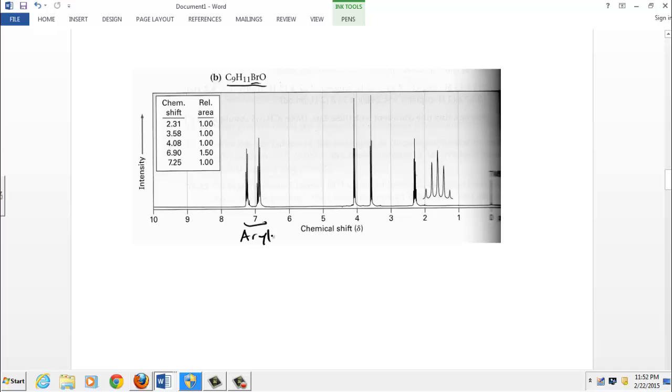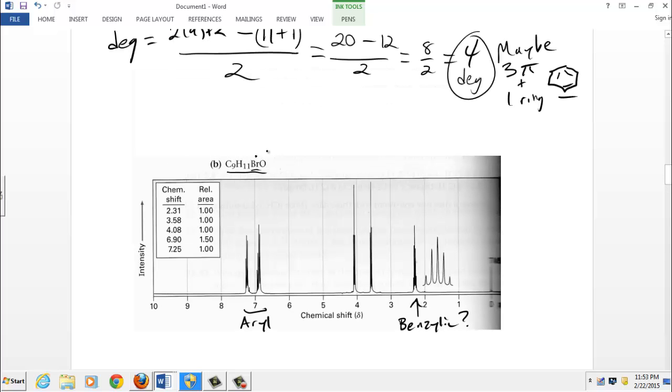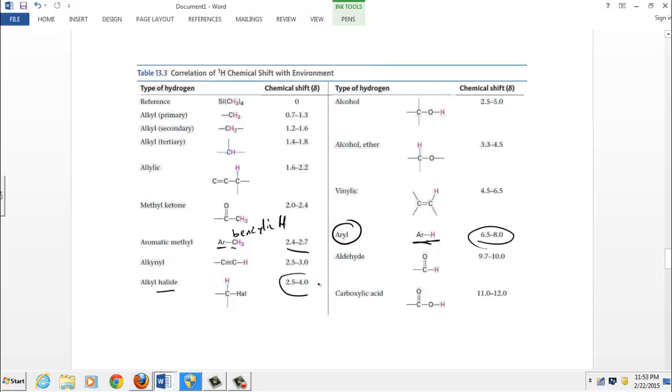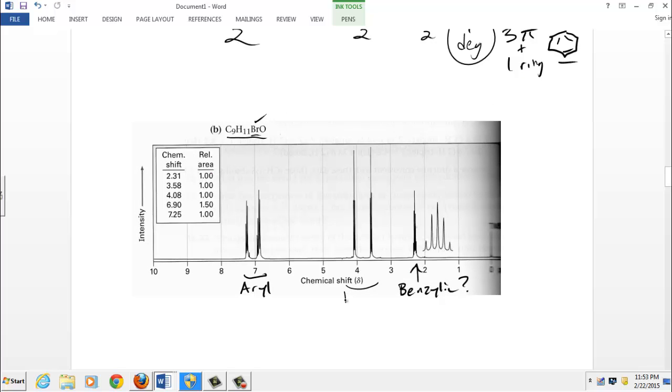Okay, right here we have some peaks around 7. That's highly suggesting we do have a benzene ring. And we also have some peaks down here around 2.5. Maybe those are the benzylic hydrogens. What about that halide? Well, halides show up in a broad range between 2.5 and 4. So these down here could be the bromine attached to a carbon, and it's a hydrogen, right? That's producing one of those peaks right next door to a halide, the bromine.